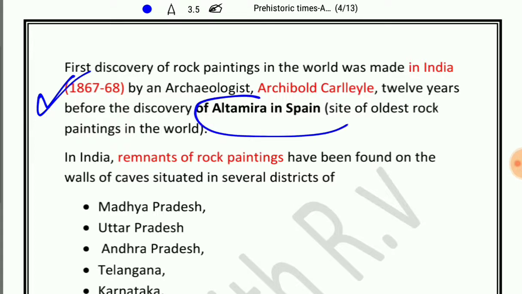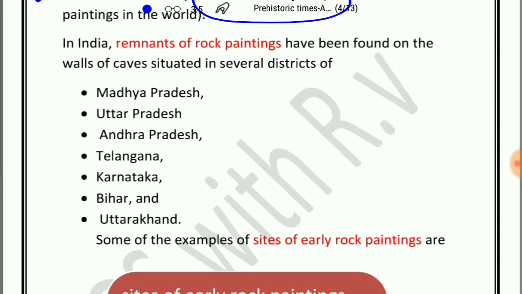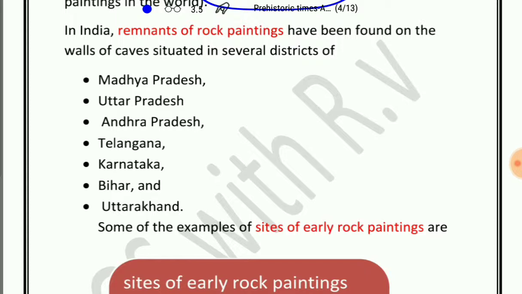What is Altamira in Spain? Altamira is a place or site of the oldest rock paintings in the world. Altamira is one of the oldest rock paintings. In India, if we discuss the location where it is found, it has been found on the walls of caves. It is actually found in several districts of Maharashtra, Madhya Pradesh, Uttar Pradesh, Telangana, Bihar, Karnataka and Uttarakhand.